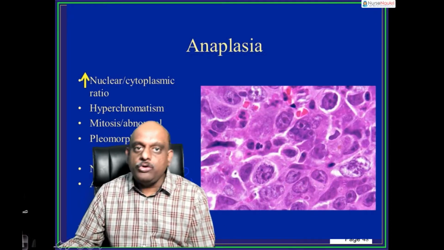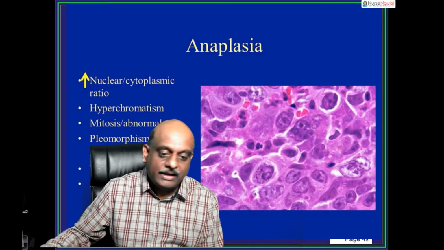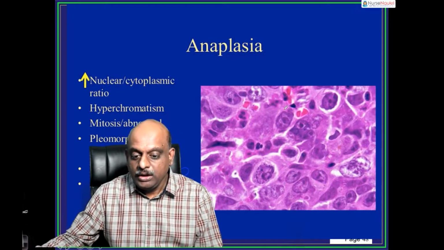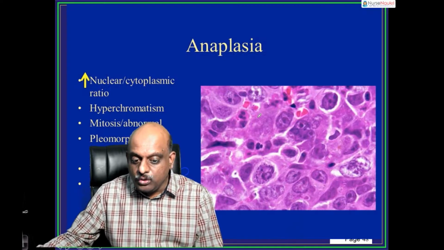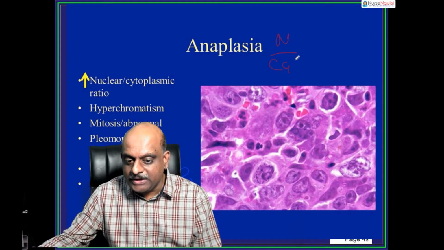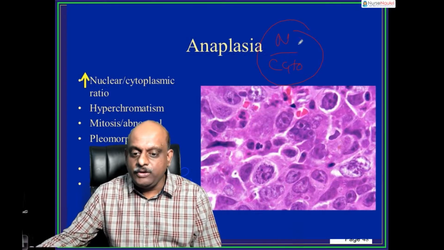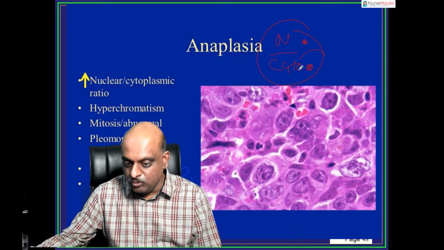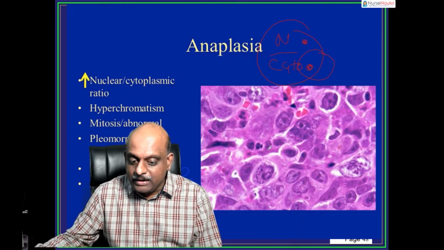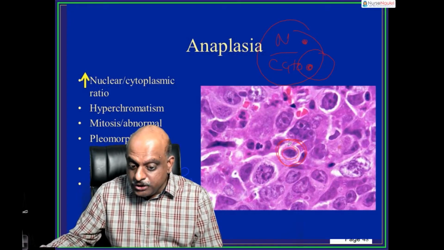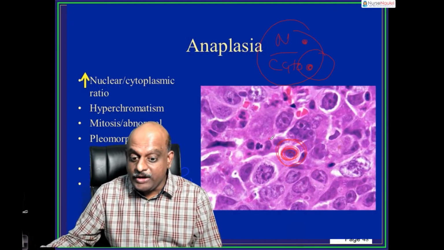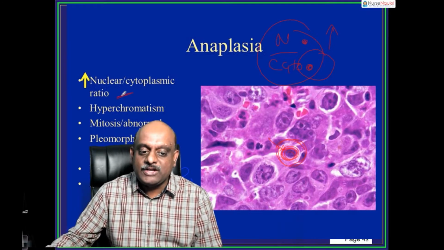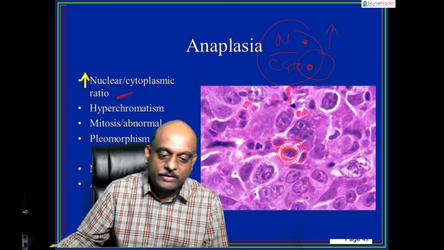So now, how do you recognize anaplasia is a very important question. You should remember the nucleus and the cytoplasm. Normally, the nucleus is small and the cytoplasm is more in any cell. But in this anaplastic cell, the nucleus becomes very big and the cytoplasm becomes very less. So an increased nuclear cytoplasmic ratio is a very important clue.